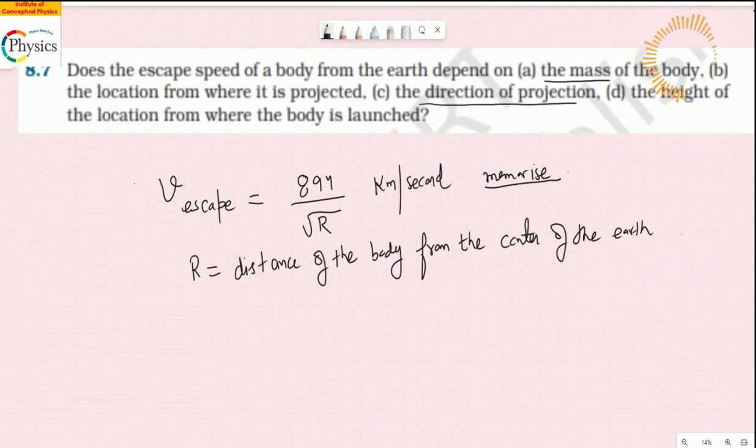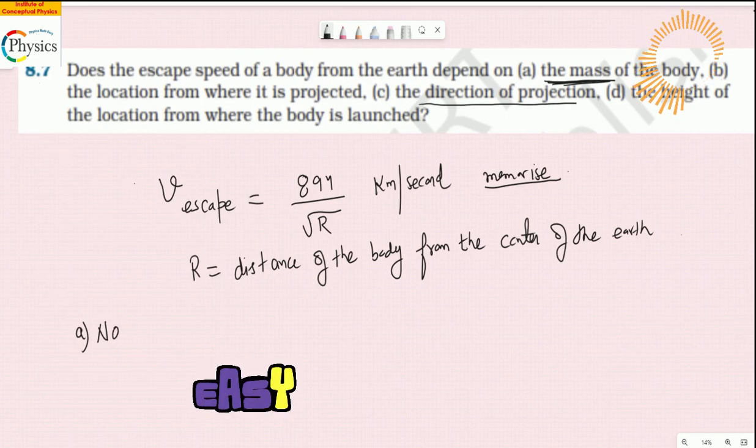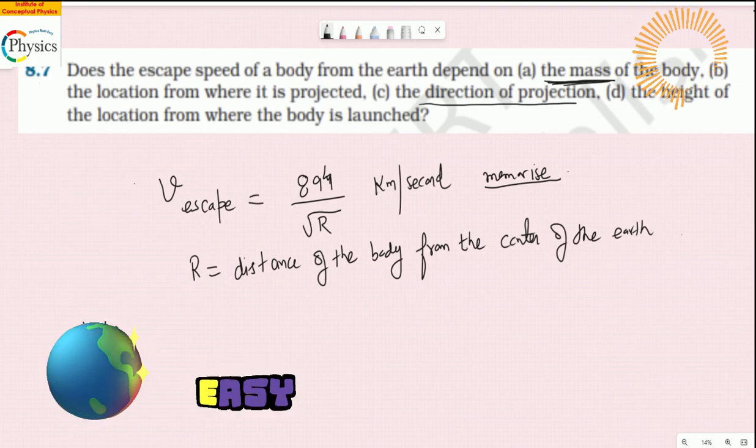a numerical. If you see this question, there is no mass mentioned in the formula. So the mass of the body, the answer is no, it does not. The answer to A is no, it does not depend on mass, because if you see this formula, there is no mention of mass. It's only the distance of the body from the center, the location from where it is projected.